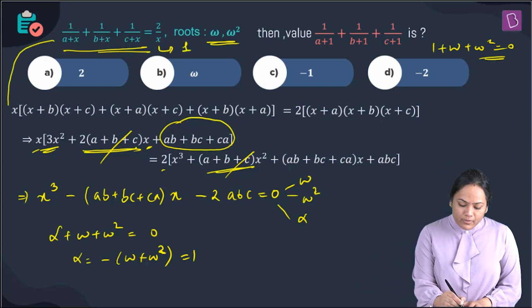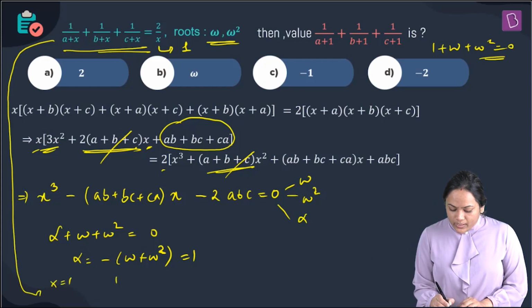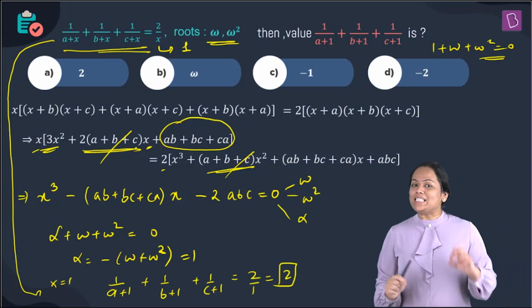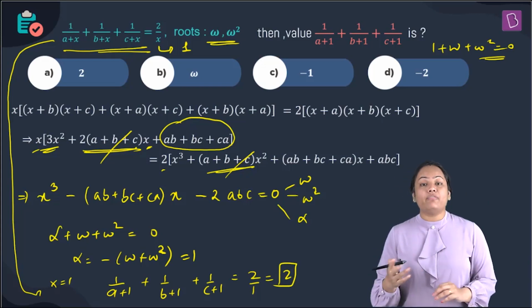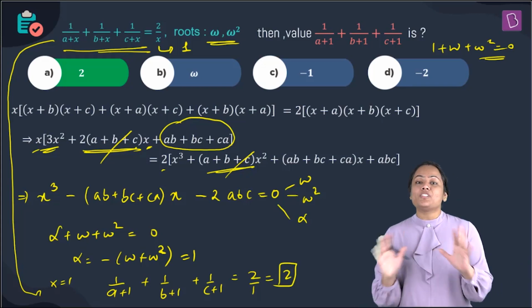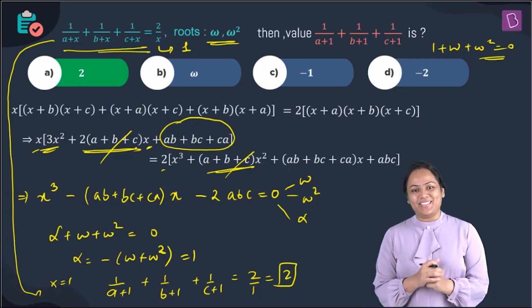So if I put my value of x as 1 in this, I'm going to get 1 by a plus 1 plus 1 by b plus 1 plus 1 by c plus 1 is equal to 2 by 1, that is 2. That means the third root was actually 1, and we have just proved this. And if we look at the options over here, we can say the answer is A. So, is this clear, guys? Have you understood? Perfect.